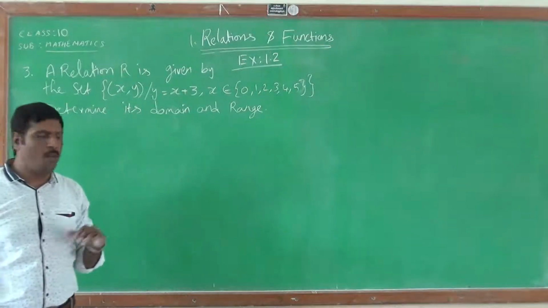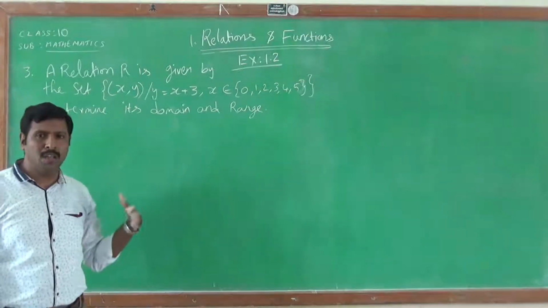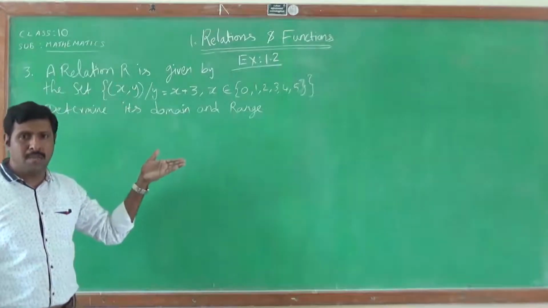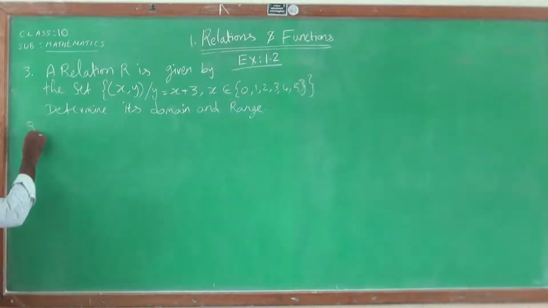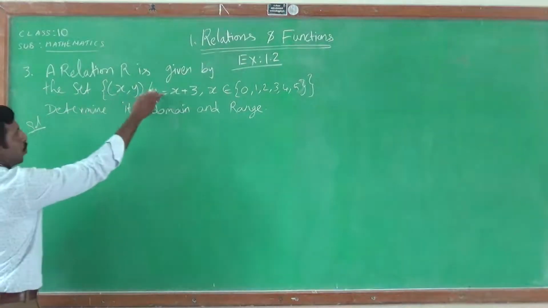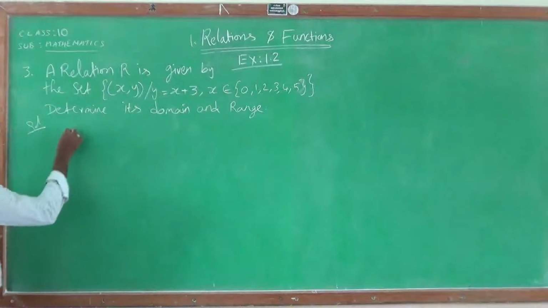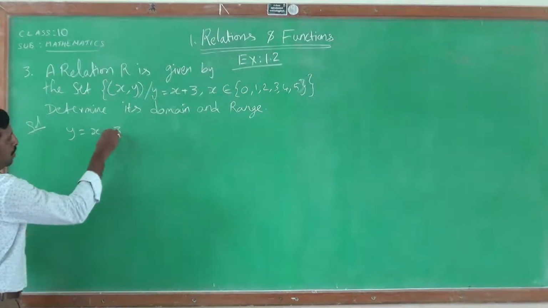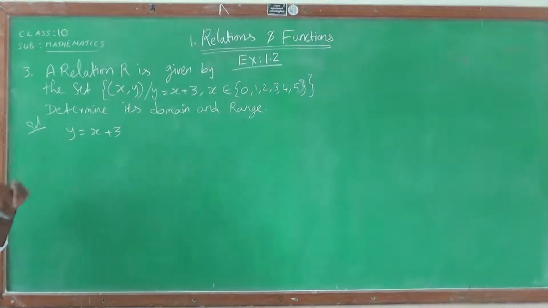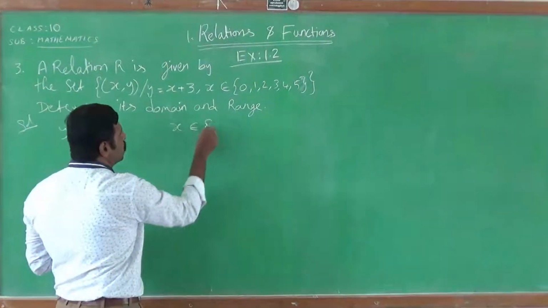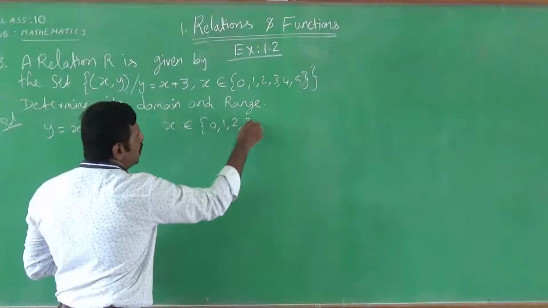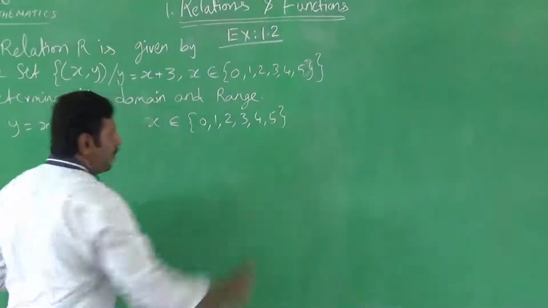We want to find the domain and range. We know that the domain is the first set element, the range is the mapping elements. Let's see the solution. The given relation is y is equal to x plus 3. The set x is given as x belongs to 0, 1, 2, 3, 4 and 5.